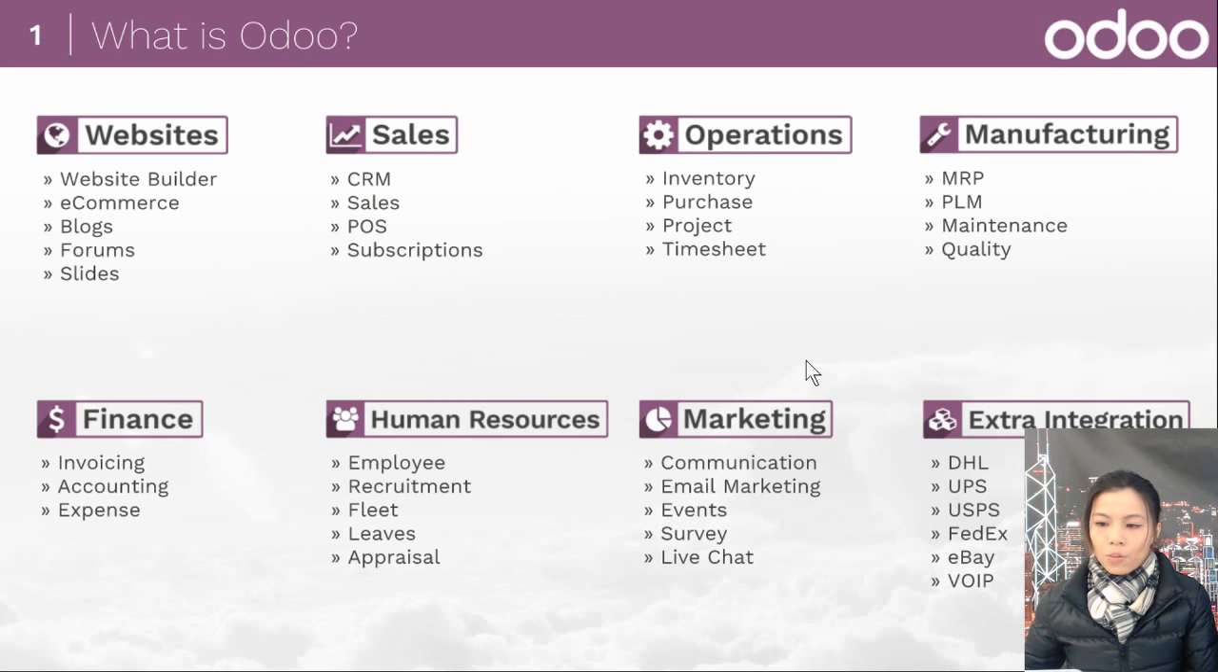As I've mentioned, we cover different aspects of the business: websites, sales, operations, manufacturing. And the good thing about Odoo is you can always start with one module instead of implementing the whole package upfront and not knowing whether it suits your business or not. So a modular approach is also one of Odoo's strengths. Grow as your company grows.